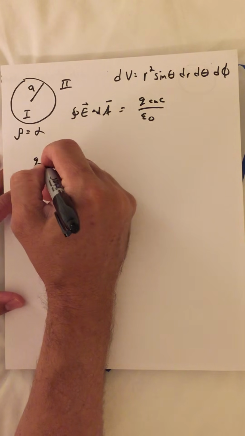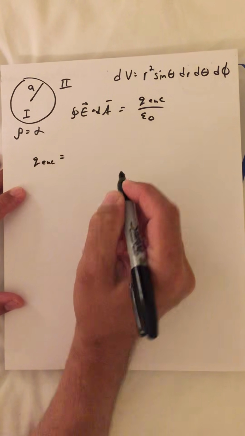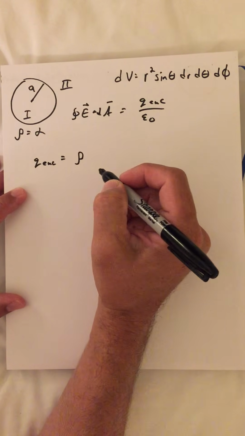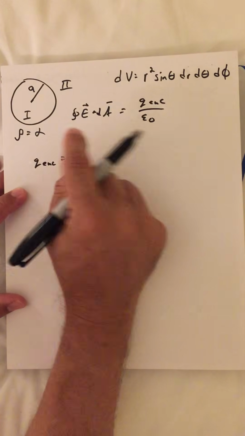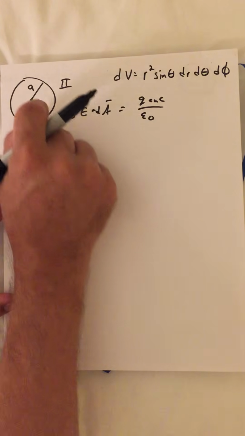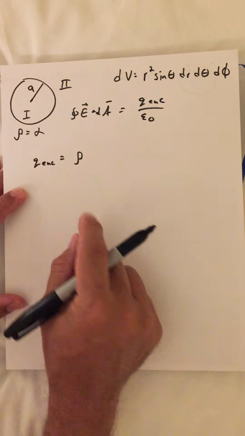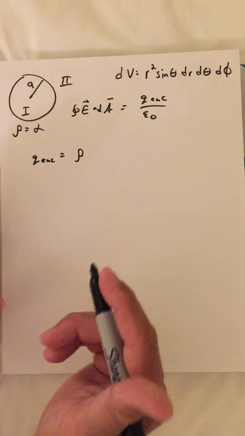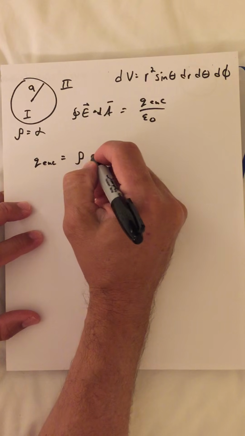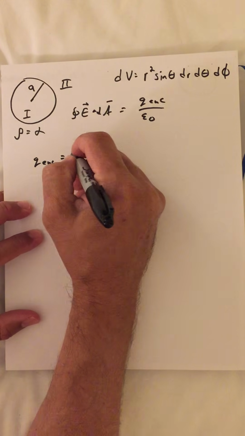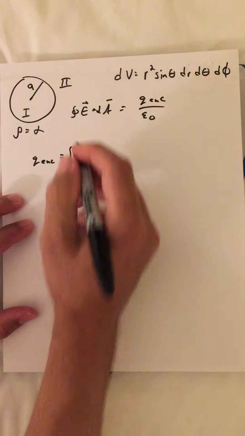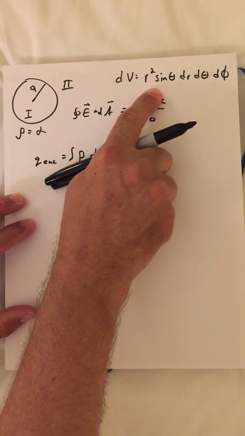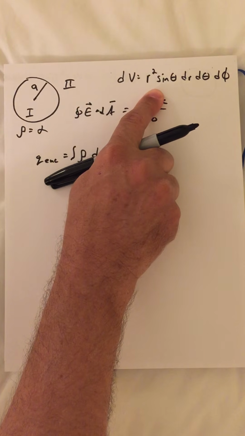So as a reminder, Q enclosed is going to be equal to rho V, really, but in this case, since my volume is varying as I move out, and because my charge density is, as I move out, I enclose more and more charge, I'm going to have to do this with an integration. I'm going to have to count up how much charge I've enclosed. I've put up here a reminder of the volume element in spherical coordinates.